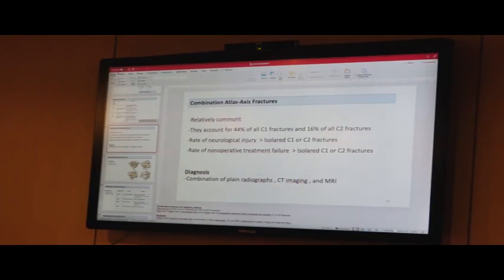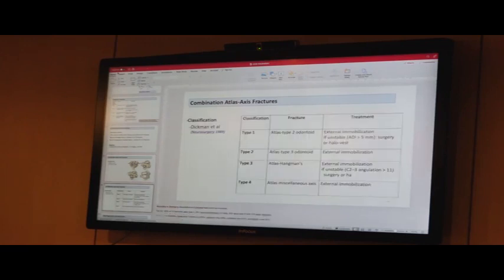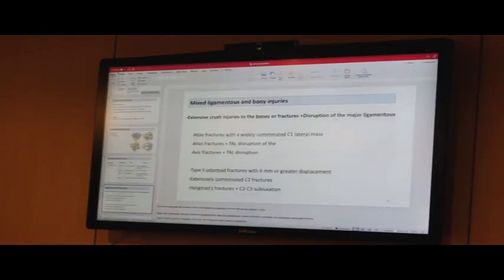The diagnosis needs a combination of plain radiography, CT imaging, and also MRI findings. According to the classification, the surgical strategy can be made, with surgery for type 3, which are unstable.